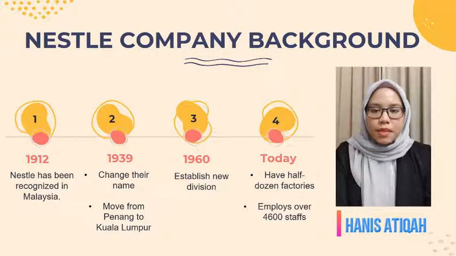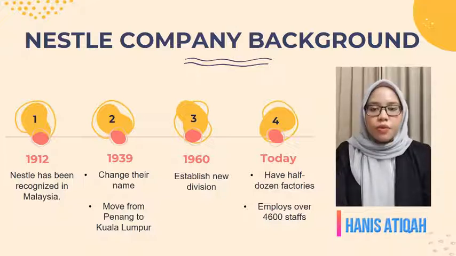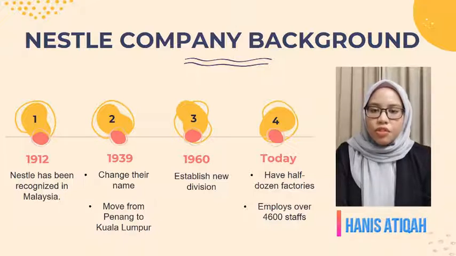After Malaysia Independence Day in the mid-1960s, Nestle established a new division, which is the cookery products division, and one of the famous cookery products is Maggi. Today, Nestle Malaysia operates half a dozen factories and employs over 4,600 staff nationwide, manufacturing over 500 halal certified products.